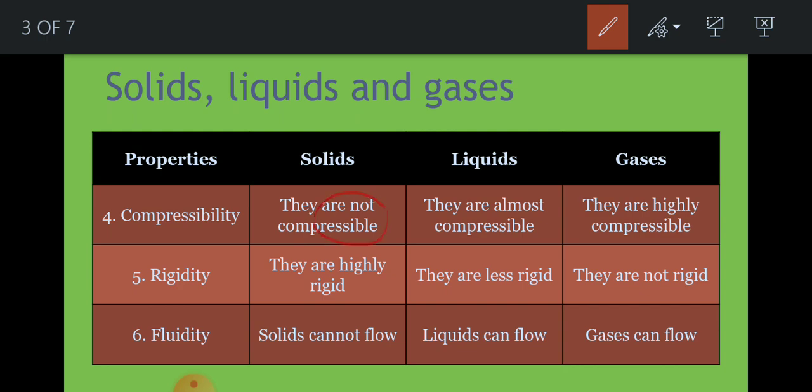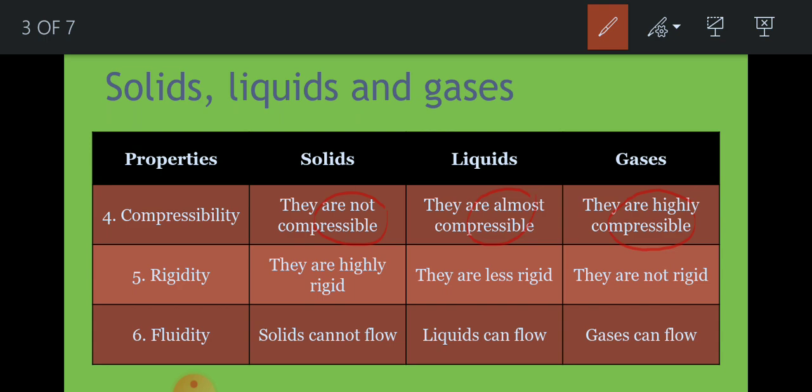In case of solids, we generally see that they are not compressible, and the reason is that the molecules are very tightly packed. In part 1, I already discussed the molecular model of solids, where I showed you with the help of diagrams how the molecules are arranged. Since they are tightly packed, they are not compressible. In case of liquids, they are slightly compressible, since the molecules are not so tightly packed. And in case of gases, they are highly compressible because the molecules are least closely packed and the intermolecular spaces between the molecules are largest.